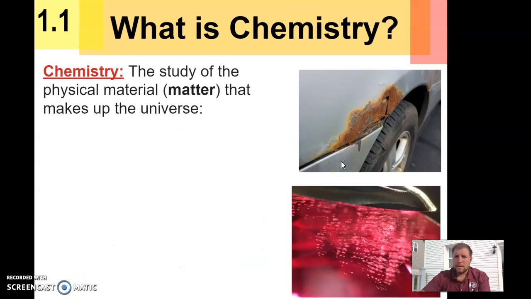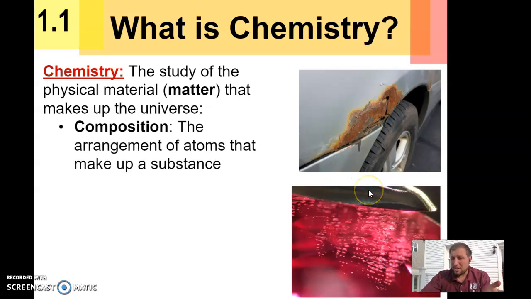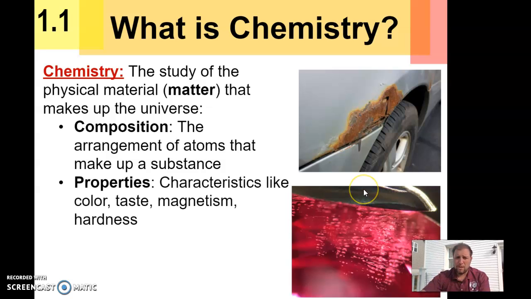Now, chemistry, finally, what is chemistry? Chemistry is the study of physical matter, all the stuff that makes up the universe. And that means since everything is made of atoms, we're really going to be focusing on atoms and how they arrange to make all the stuff that we see and observe around us.